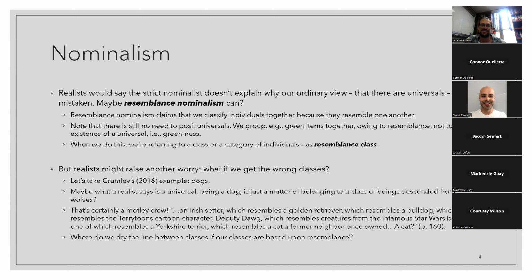Here the idea is that there are not clear distinctions between classes because, okay, this dog resembles this dog, which resembles this dog, but eventually you might come upon a dog that resembles something that's not a dog more than it resembles dogs. So that's a problem. If our classes are based upon resemblance, then how do we draw the lines between different classes?